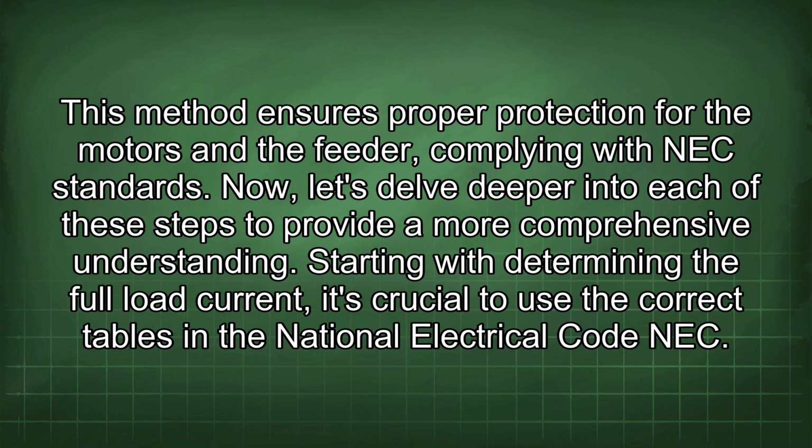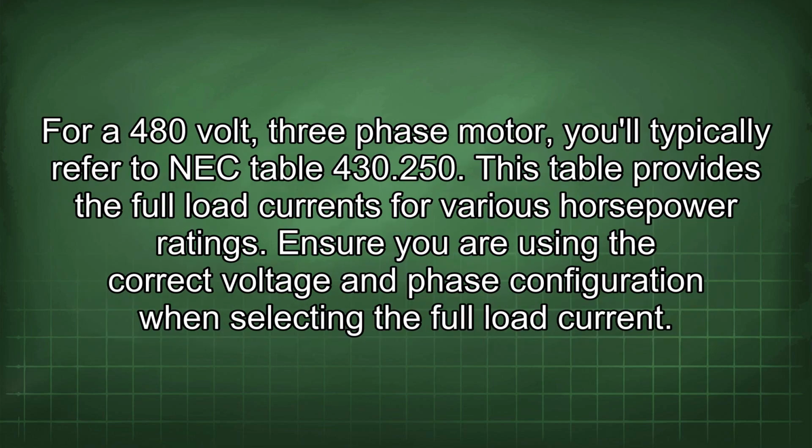Now let's delve deeper into each of these steps to provide a more comprehensive understanding. Starting with determining the full load current, it's crucial to use the correct tables in the National Electrical Code, NEC. For a 480 volt, three-phase motor, you'll typically refer to NEC Table 430.250. This table provides the full load currents for various horsepower ratings. Ensure you are using the correct voltage and phase configuration when selecting the full load current.